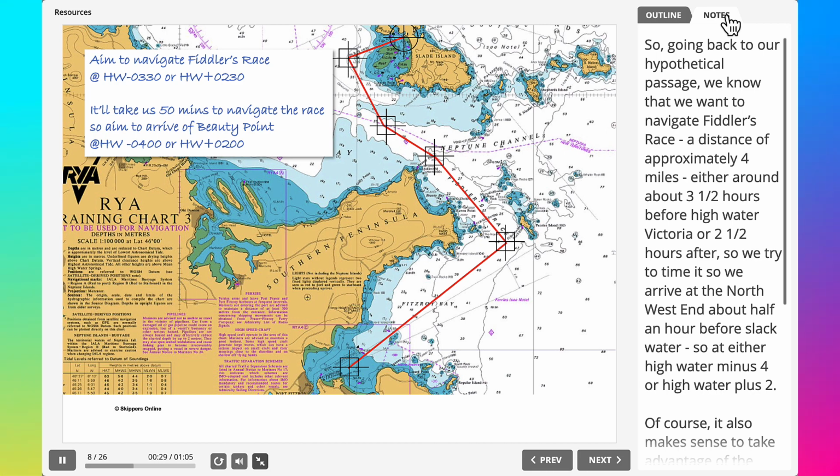Of course, it also makes sense to take advantage of the strong tides in Neptune Channel to reduce our passage time and save diesel. So if we want to carry the tide down from Port Slade, it makes sense to plump for arriving off Beauty Point 2 hours after high water Victoria.